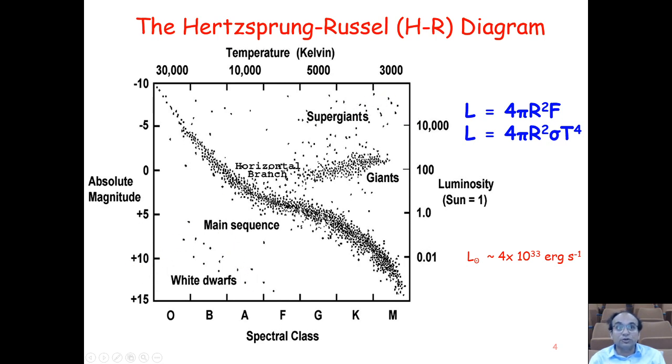Of course, they follow the relation that luminosity is equal to 4 pi r squared times flux, where the flux can be calculated from the Stefan-Boltzmann law, that is sigma T to the power 4. So the luminosity is on the y-axis and the temperature on the x-axis. If you are familiar with astronomy, this is the absolute magnitude. Magnitude is a logarithmic scale of the flux. And this is the spectral type of the stars.